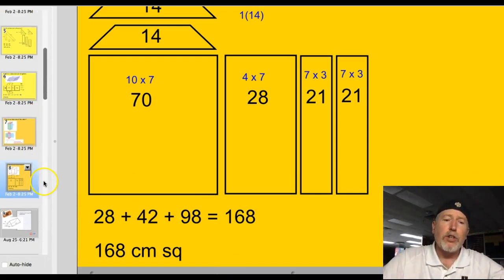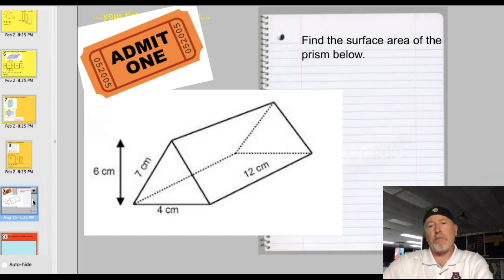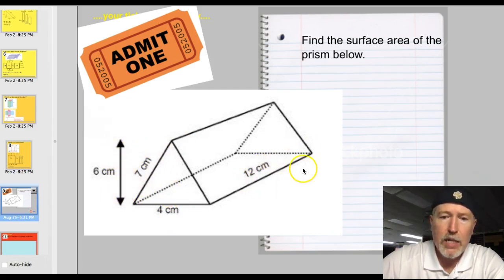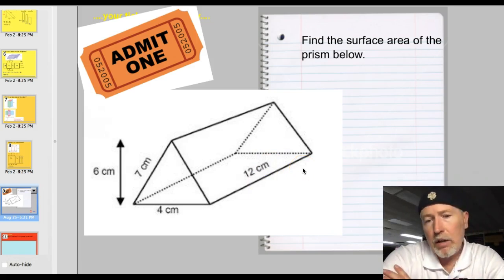All right, let's take a look at your ticket to the show tonight. Find the surface area of this prism below. I'll give you a couple of seconds to write that down. Looks like we got 4 centimeters. We've got a side of 7 centimeters. We've got a height of 6 centimeters. And we've got a length of 12 centimeters. Be careful of the distractors.